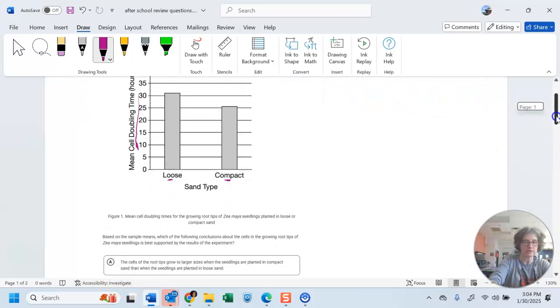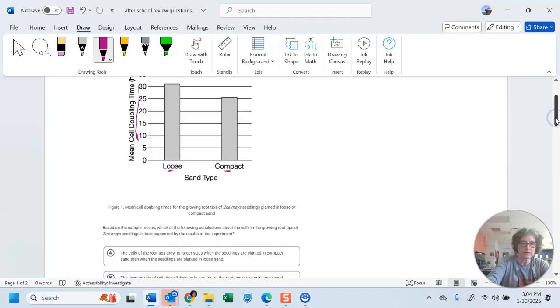And the question says, based on the sample means, which of the following conclusions about the cells in the growing root tips of the Zea mays seedlings is best supported by the results of the experiment? So basically, they want you to get the right sentence that actually goes with the data that they're showing, right? That would be a valid conclusion that matches the data. So it's really easy to fall into a trap here. You got to really know what it is you're looking at.